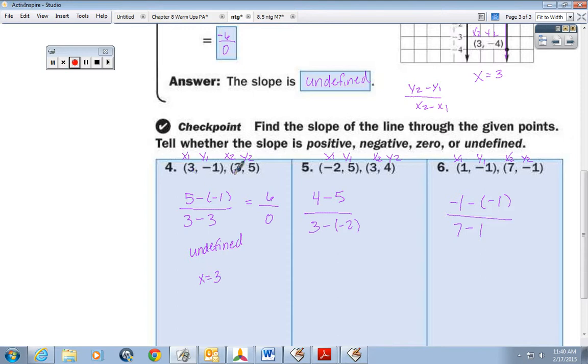Now, for this one, what's 4 minus 5? Negative 1. What is 3 minus negative 2? 5. What kind of slope is this? So the slope is negative 5 over 1, which makes it a negative slope.